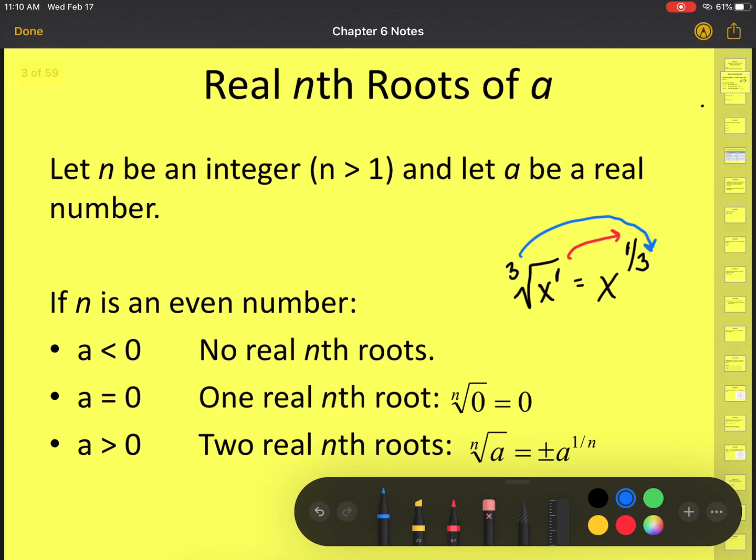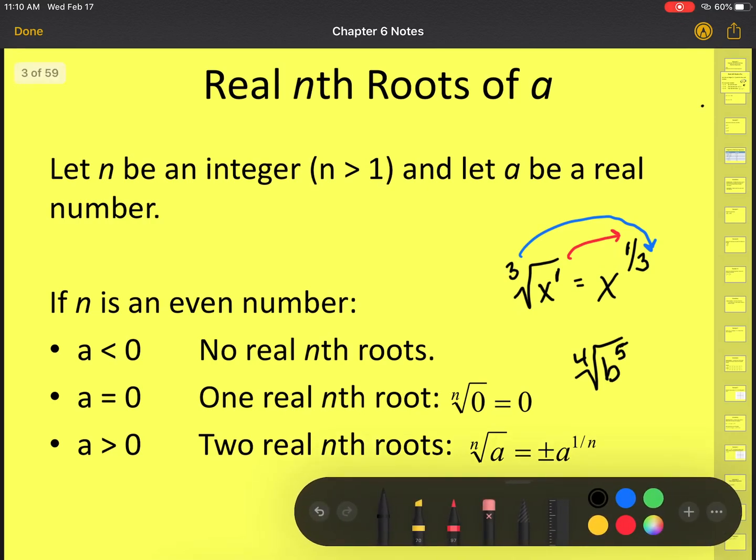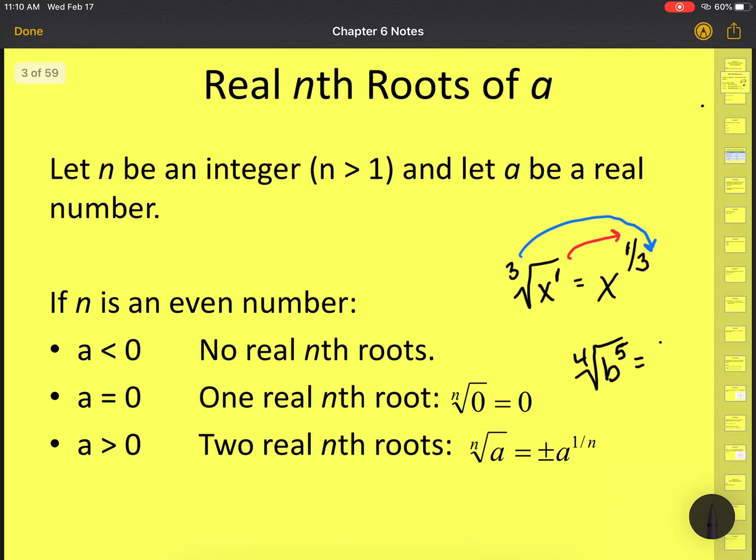Okay, so what if we had, let's say, b to the 5th underneath the radical, but it's the fourth root of b to the 5th. Well, our base is b, the inside exponent was 5, so it's going to go in the numerator, and your index was 4, so it's going as a denominator. So I rewrote that as b to the 5/4.